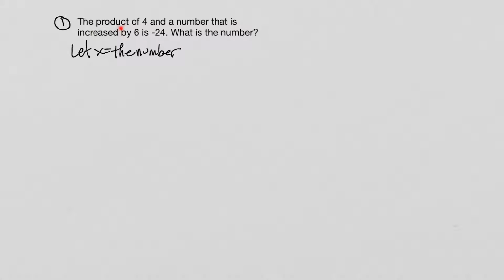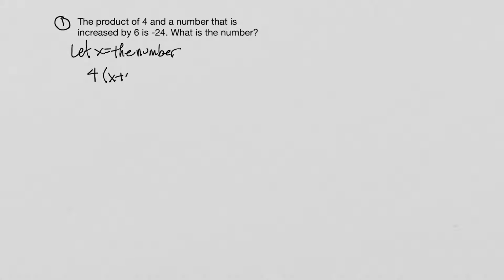It says the product. Now right away when I see product, I'm thinking multiplication. So the product of 4, okay, so 4 is going to be one of those numbers. And what's the other one? A number increased by 6. A number that is increased by 6. Well, here's the number. Now what we want to do is have it increased by 6. So if x is the number, you increase it by 6, it's going to look like this.